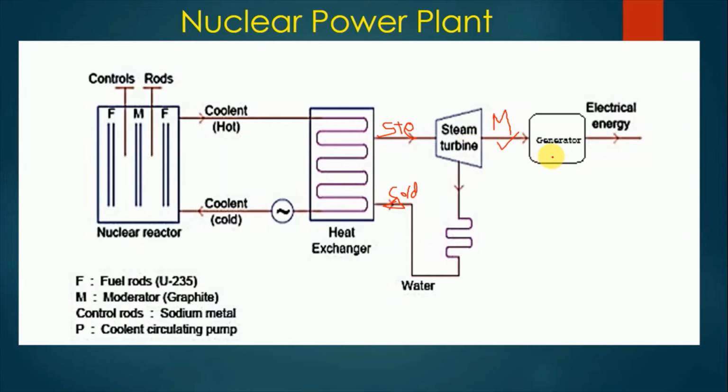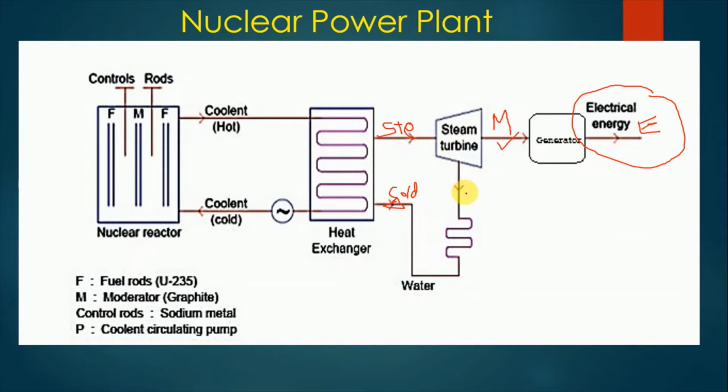This output energy will be given to the generator. Now what will the generator do? The generator will take mechanical energy as the input, and it will give electrical energy as the output. So here we have electrical energy as the output, and that is our total aim of this power plant, where we get electrical energy as the output. So the steam turbine converted steam energy into mechanical energy, and mechanical energy gets converted into electrical energy by using the generator.